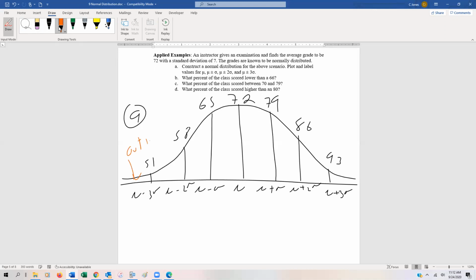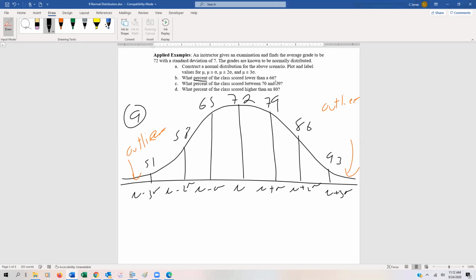Okay, so right here and right here are the outliers for this. So now that we know what the distribution looks like, we can start being able to compute some of the probabilities.